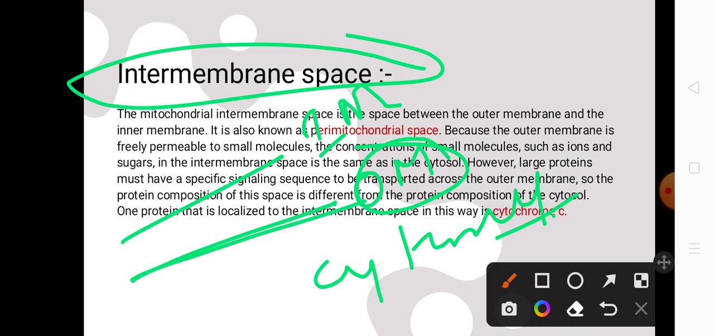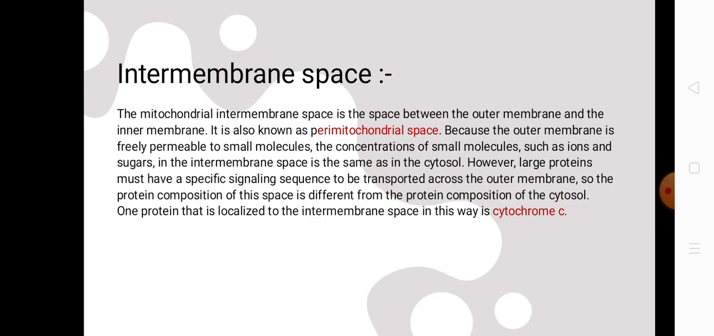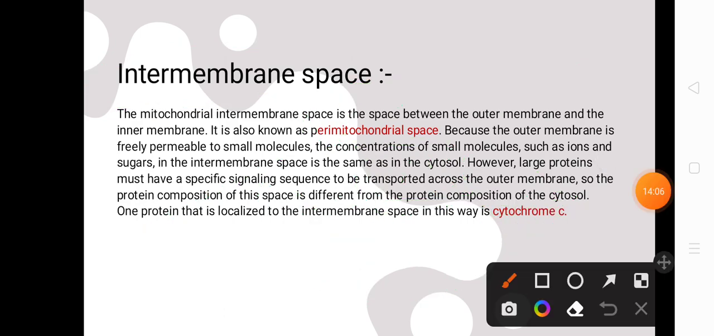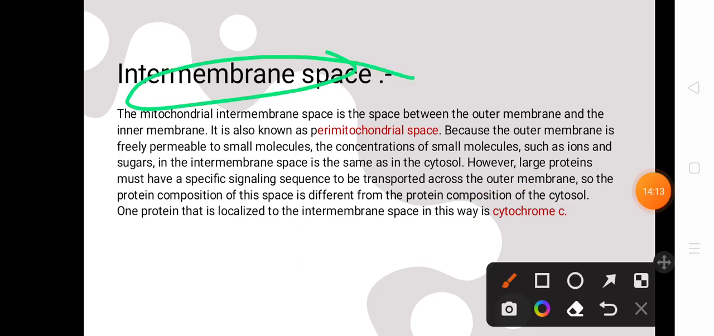But the composition of the larger proteins is significantly different between this intermembrane space and the cytosol. And what is the reason behind that? The reason is larger proteins require a specific N-terminus sequence for their entry, right? Which is not present in all proteins present in the cytosol. An important example of a larger protein present in the intermembrane space is cytochrome C. And we also call the intermembrane space the perimitochondrial space.